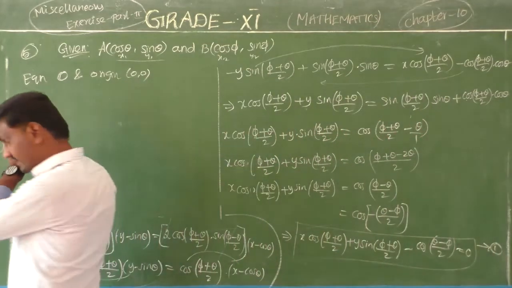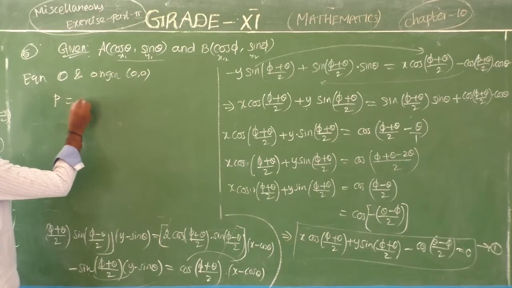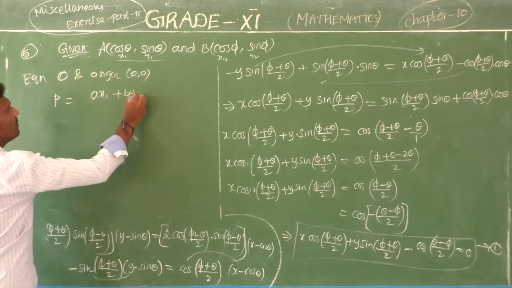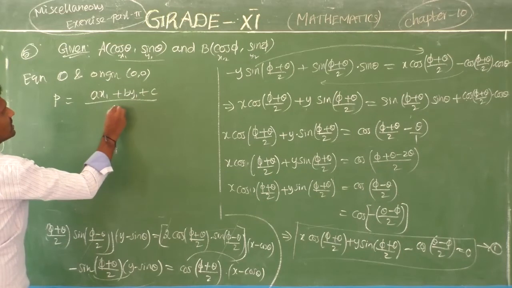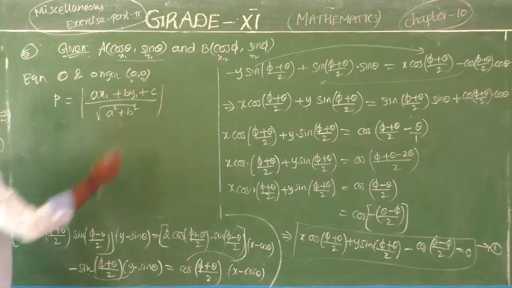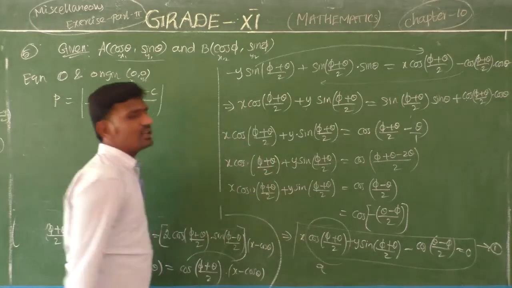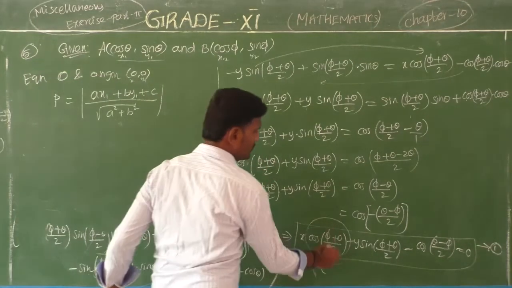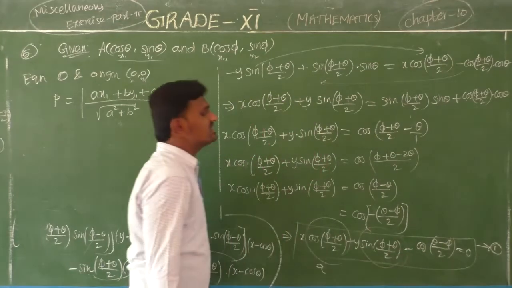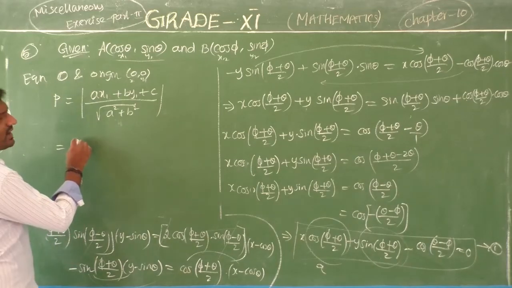So for that I am going to substitute. What is that? The p equal to, write one more time the formula: ax1 plus by1 plus c whole divided by square root of a square plus b square. Okay, so this is x1 and y1, and to have the value of a, this a is cos of (5 plus theta)/2, and b is sin of (5 plus theta)/2. Okay, student, fine. Now we have to substitute a. What is the value of a?